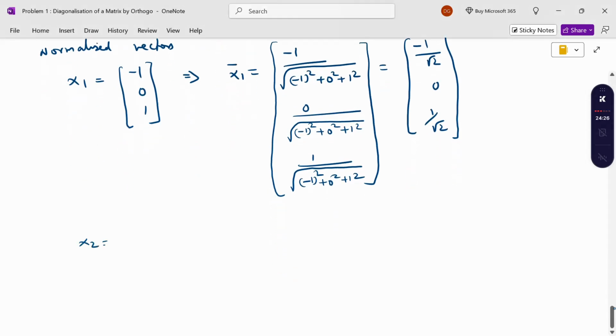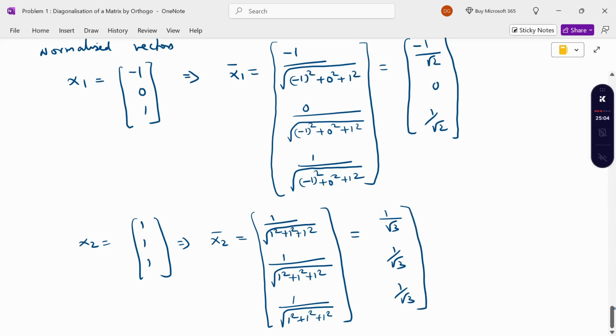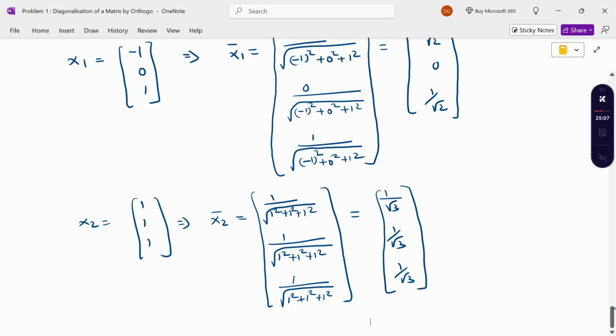Now x2 is nothing but 1, 1, 1. Now x2 normalized vector, 1 by square root of 1 square, 1 square, 1 square, then 1 by square root of 1 square, 1 square, 1 square, then 1 by square root of 1 square, 1 square, 1 square. So this is our normalized vector. Therefore 1 by root 3, 1 by root 3, 1 by root 3 is the normalized second vector.